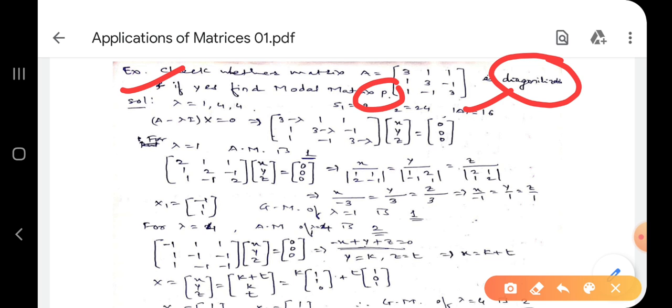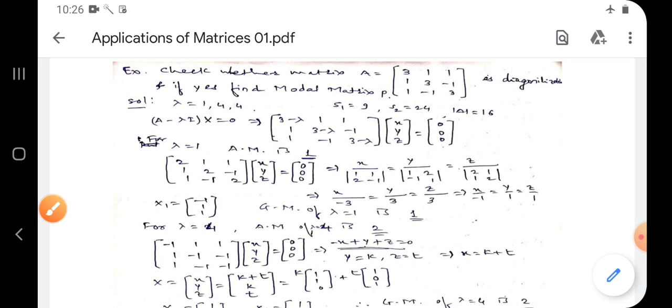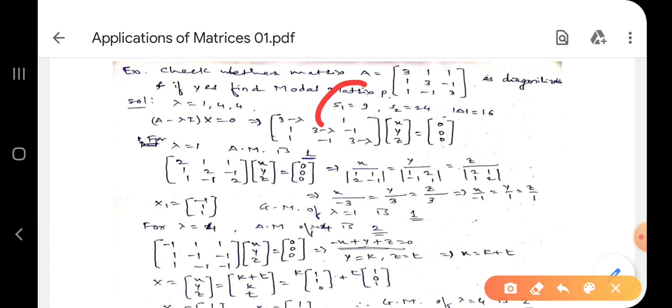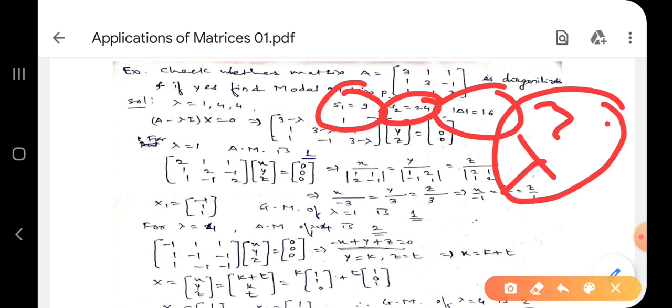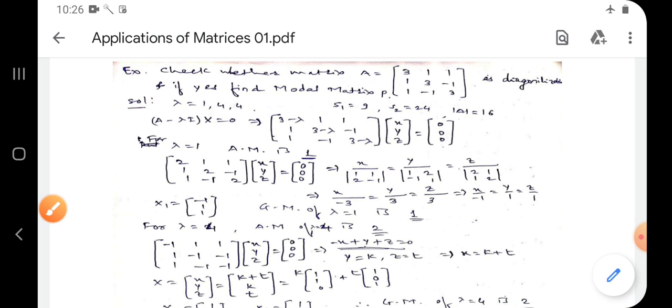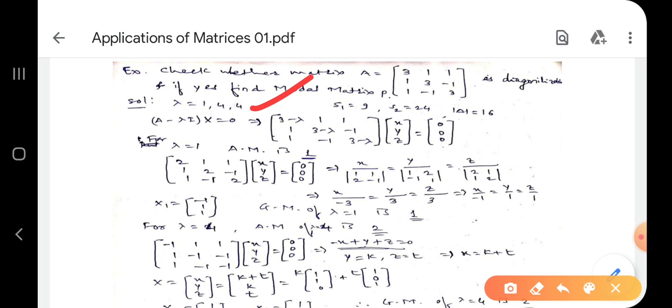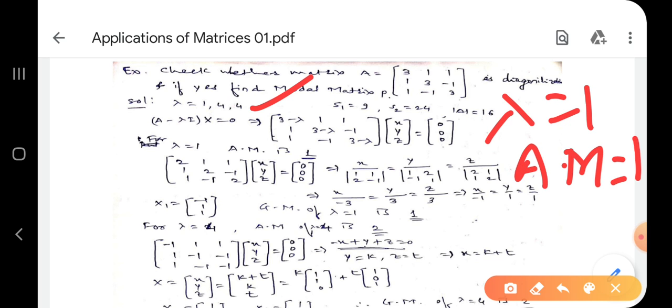Okay, let us check it. For that you find S1, S2 and the determinant of A. I have found it. S1 is 9, S2 is 24 and the determinant is 16. You just do it yourself, write down the characteristic equation, complete your answer and find the values of lambda. By calculator you will get 1, 4, 4. These are the values of lambda. So lambda equal to 1 appears once, so the algebraic multiplicity of 1 is 1. Correct? So now find the geometric multiplicity.